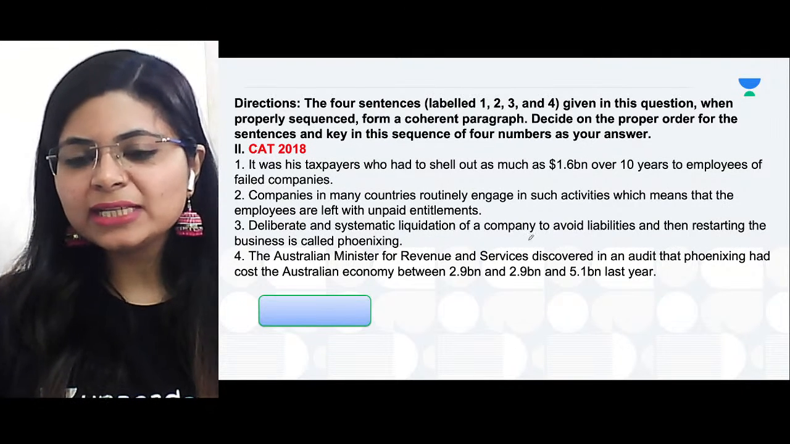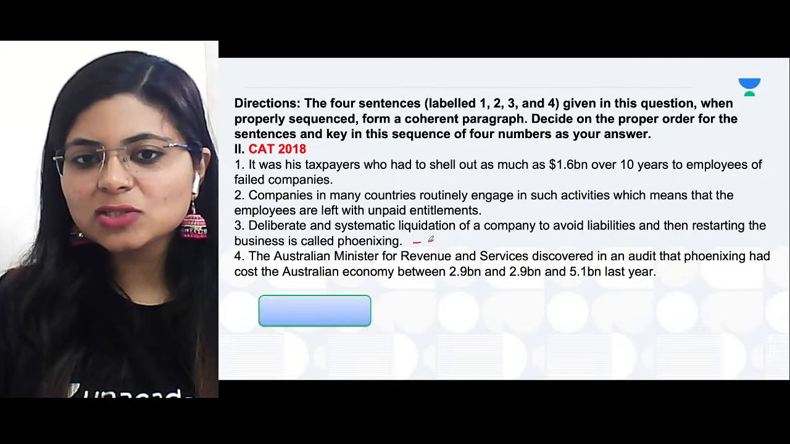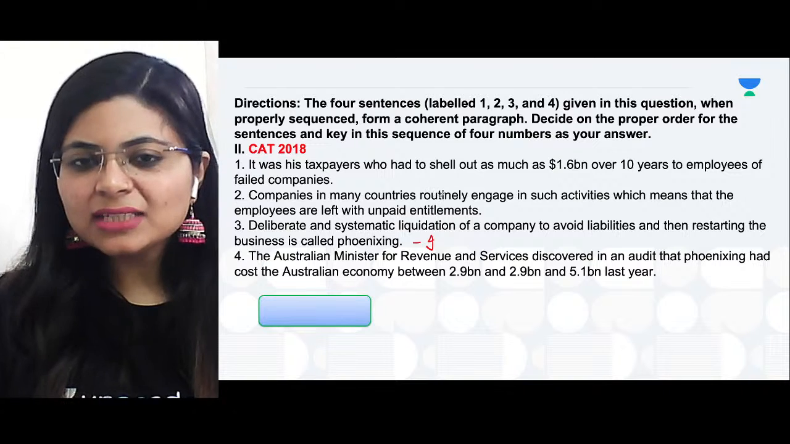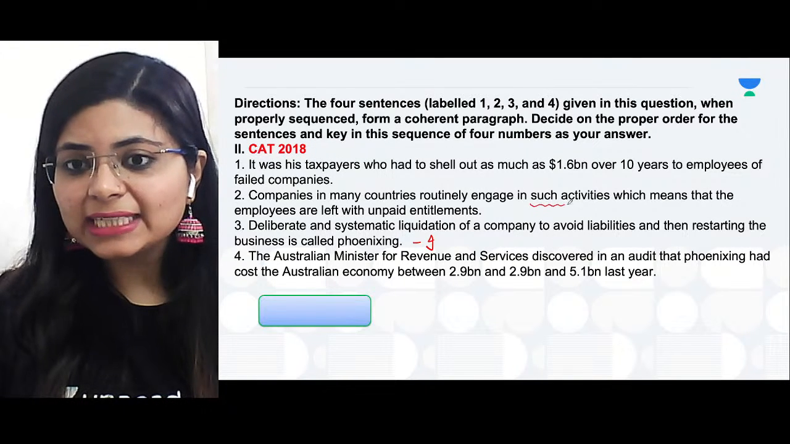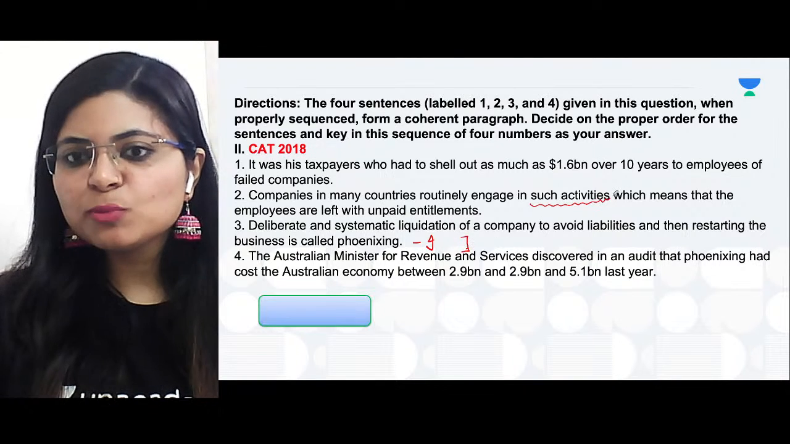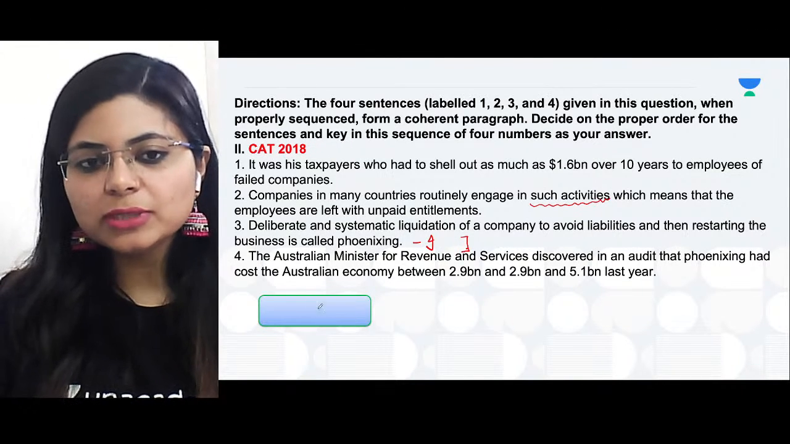Deliberate and systematic liquidation of a company to avoid liabilities and then restarting the business is called phoenixing. Yes, companies in many countries routinely engage in such activities. Which activities? The phoenixing ones. Which means that the employees are left with unpaid entitlements. So 3-2 is a pair.